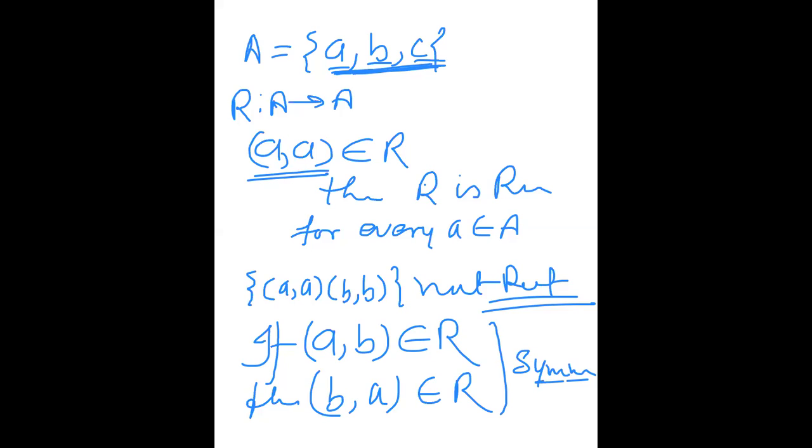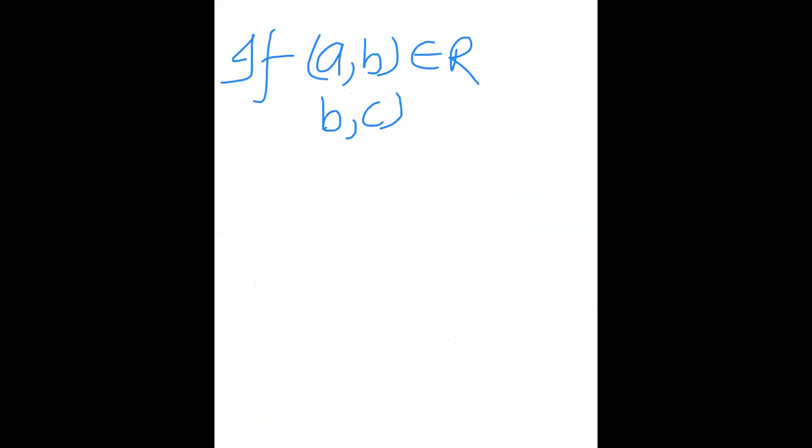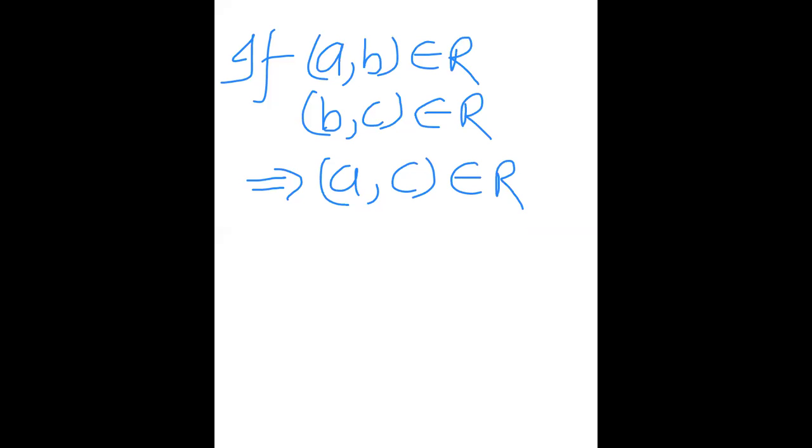Now we need to go for the transitive relation. Transitive relation is: if (a, b) belongs to the relation and (b, c) belongs to the relation, that implies (a, c) must also belong to the relation. If (a, b) belongs to the relation, (b, c) belongs to the relation, then (a, c) must also belong to the relation. Then only the relation is said to be transitive.